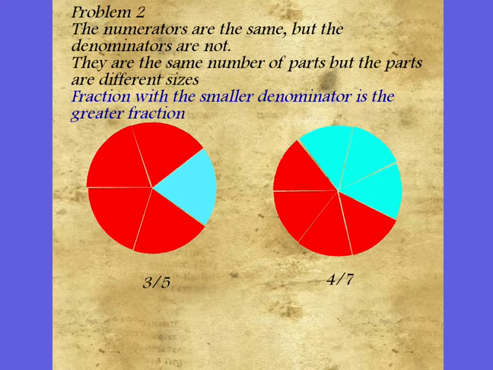Taking a look at another example, sometimes we're going to have different denominators, and you're still going to have to be able to figure out which fraction is going to be larger. You can be using these clues to help you. The numerators are the same, but the denominators are not. They are the same size, but the parts are different sizes. The fraction with a smaller denominator is going to be the greater fraction. So the smaller number of pieces.